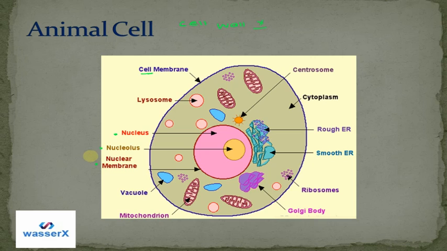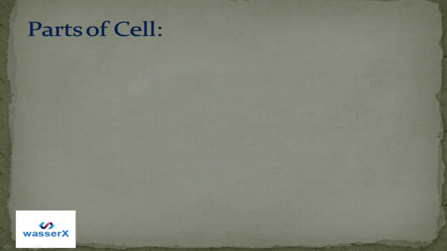Then let's go to the different animal cell components or organelles. So then we have centrosome, we have endoplasmic reticulum, which are of two types, rough and smooth endoplasmic reticulums, ribosomes, Golgi bodies, mitochondria, vacuoles, lysosomes. So there are many different types of organelles which are present inside the plant and animal cells both. So now let's try to understand some of the cell organelles. Okay, so let's try to see some parts of the cells.